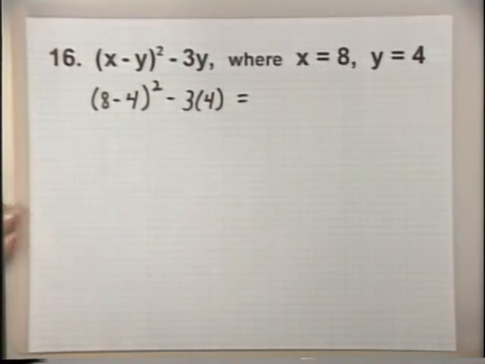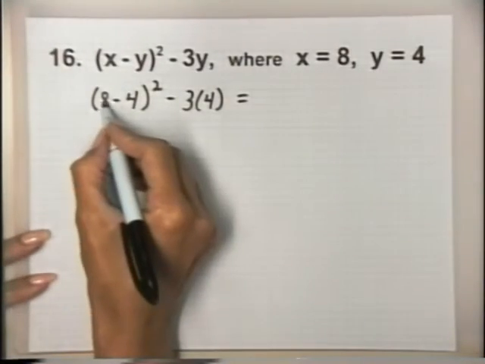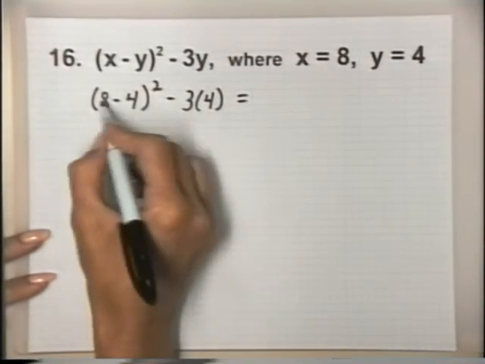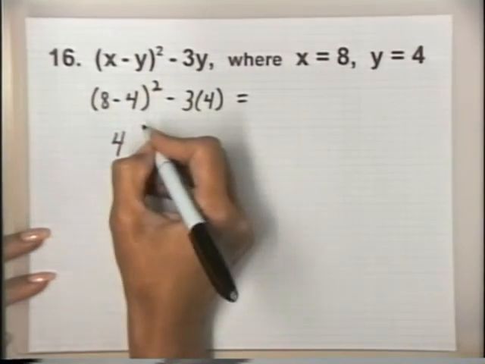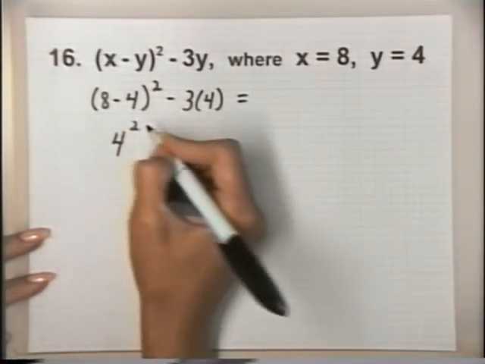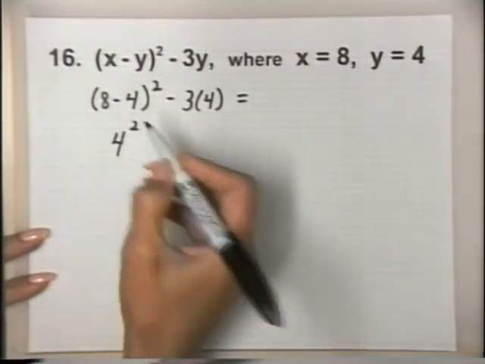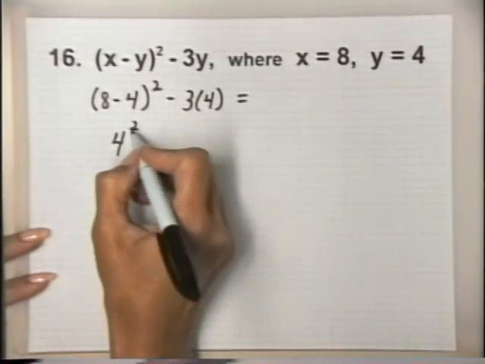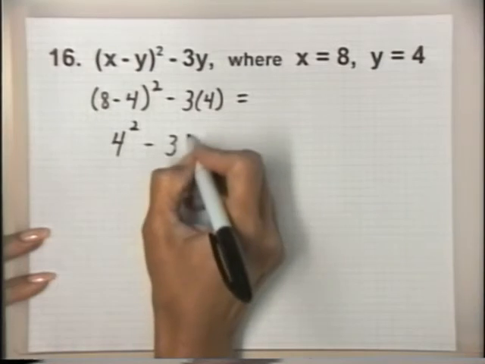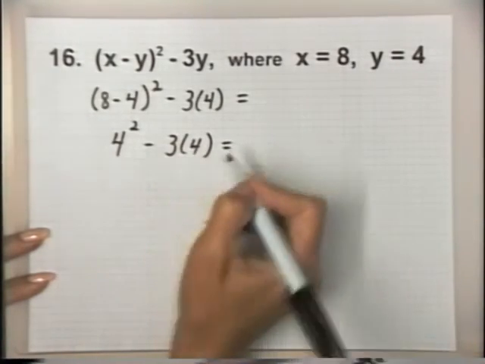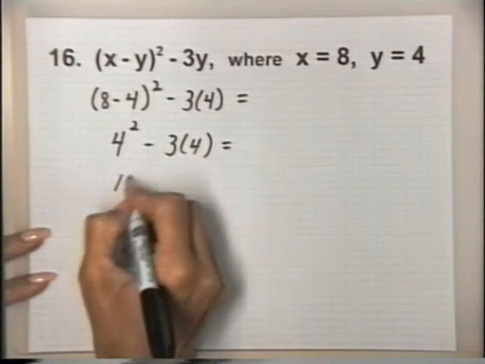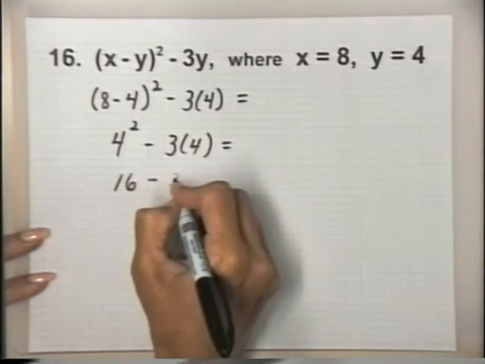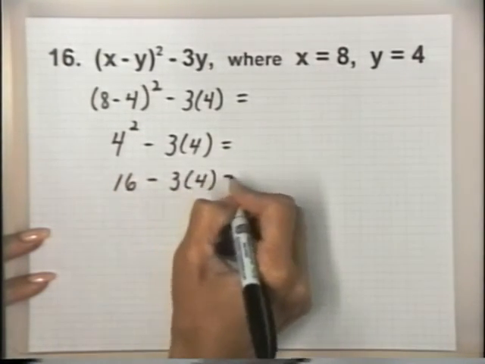Now our order of operations agreement tells us to perform the operation in this parentheses first. 8 subtract 4 is 4. We no longer need the parentheses since we have performed the operation. We'll write this power of 2, subtract 3 times 4. Next, let's evaluate the 4 squared. 4 squared is 16. Subtract 3 times 4.